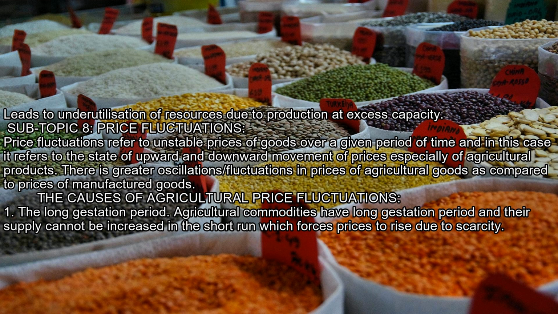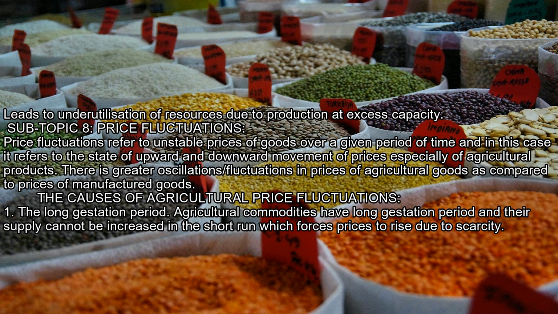Price fluctuations refer to unstable prices of goods over a given period of time, and in this case it refers to the state of upward and downward movement of prices, especially of agricultural products. There are greater oscillations in prices of agricultural goods as compared to prices of manufactured goods. The causes of agricultural price fluctuations.